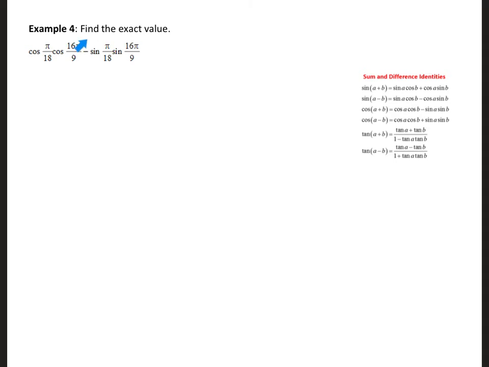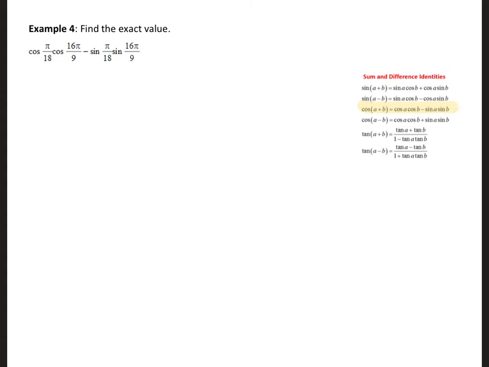For this next example, we are still looking for the exact value. And this one we are given cosine, and then minus. So let me look at cosine, minus. And I'm going to highlight that one. So cosine, and then minus. So that's the one I'm going to use.